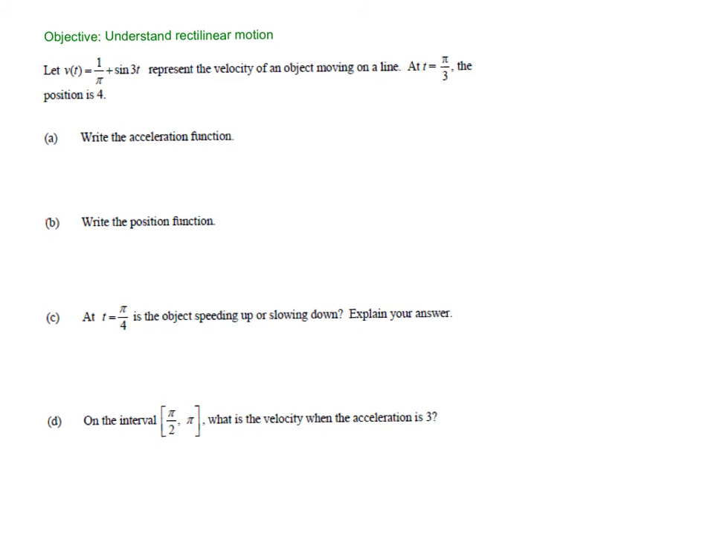All right, last one. We're actually going to cross off B, though, because we haven't learned that yet. That was on your performance task. All right, so find the acceleration. 1 over pi is a constant. That's just a number. Derivative of sine of 3t is 3 cosine of 3t. At t equals pi over 4 is the object speeding up or slowing down? Now think back, what did we say about speeding up and slowing down? We need velocity and acceleration. Are they the same sign or different signs? So pause and do that.